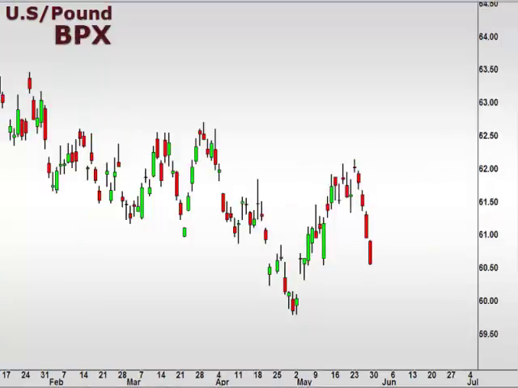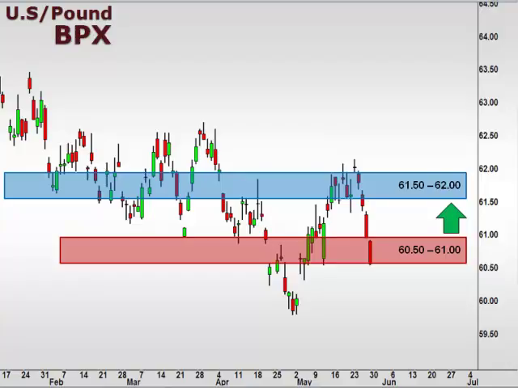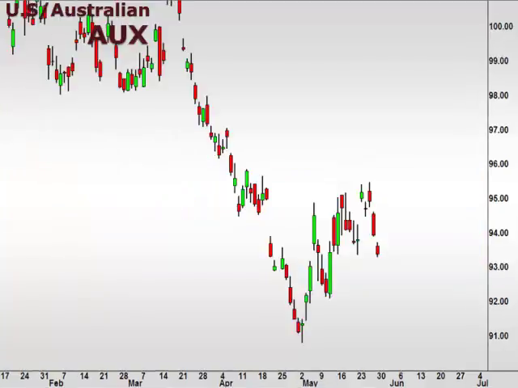Next up, the BPX, the U.S. versus the British pound. Well, the BPX lost considerable ground as the 60.5, 61 focal zone is now playing a key role as support. Now, we may see some consolidation here. However, a break below 60.5 is likely to signal a continuation lower. A break back above 61 is likely to test 62 for resistance.